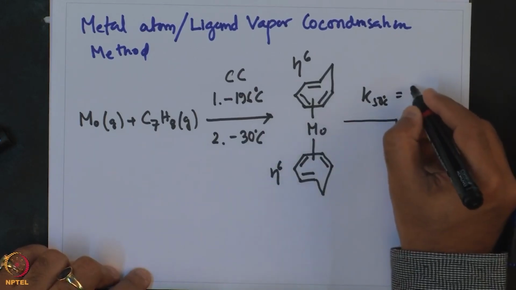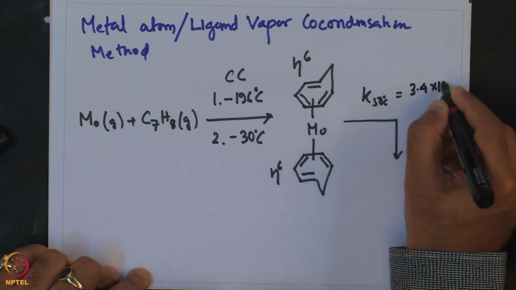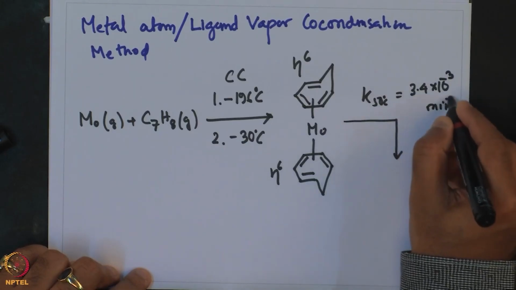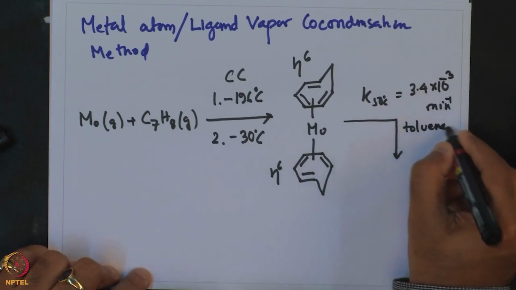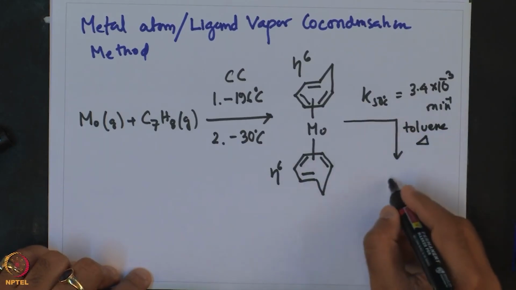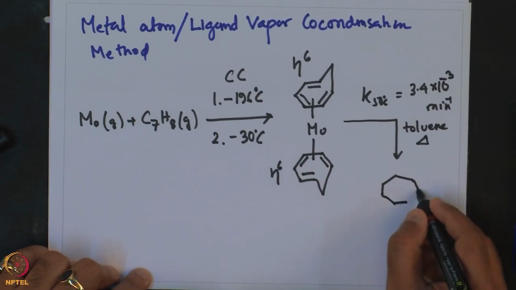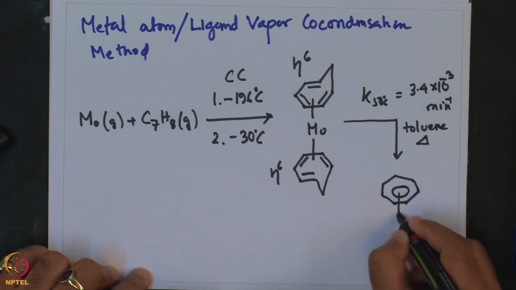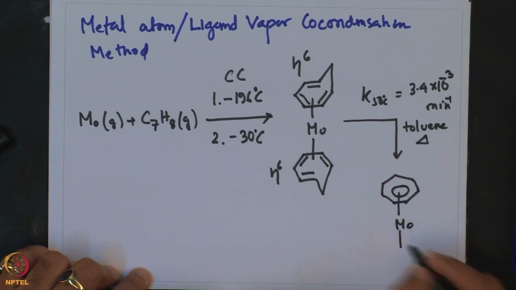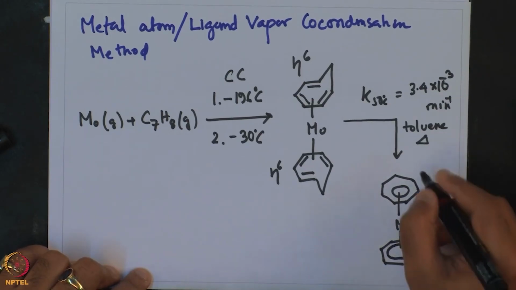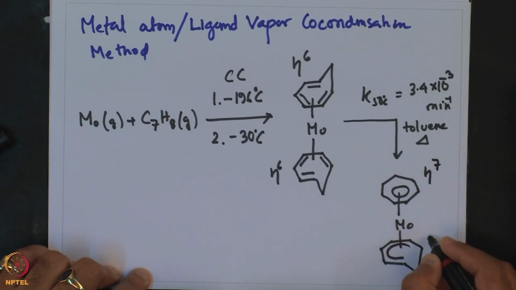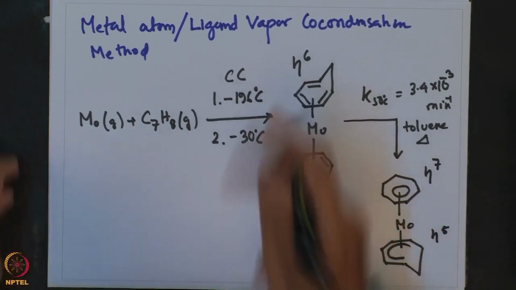So, the rate at which this converts is 3.4 × 10 to the power minus 3 per minute Kelvin, and heat, molybdenum. So, this is eta 7, eta 5, and this was eta 6, eta 6.